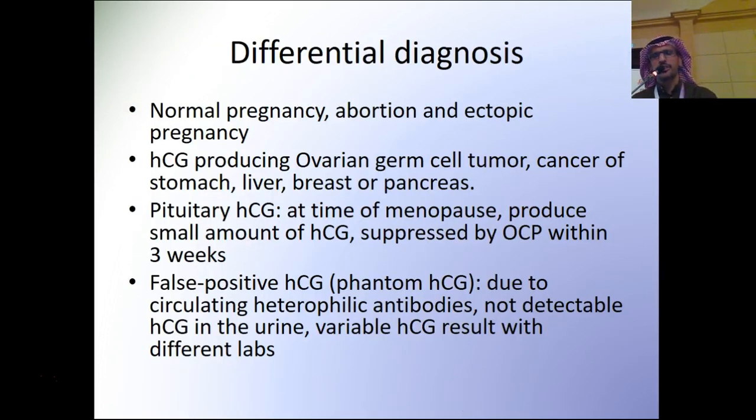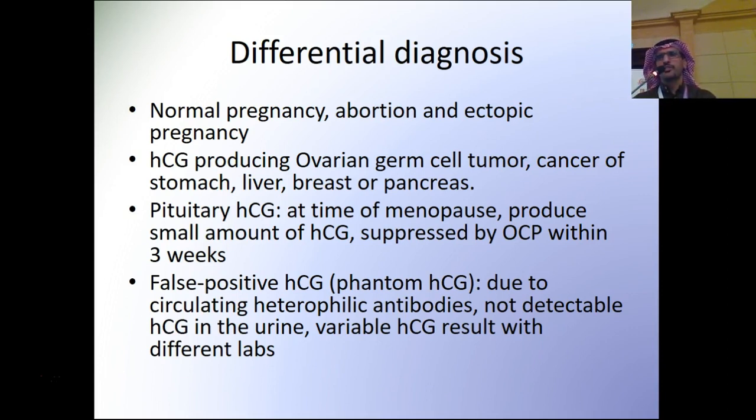So the differential diagnosis for a high level of beta HCG could be normal pregnancy, abortion, or ectopic pregnancy. The other is an ectopic beta HCG-producing tumor in general, like ovarian germ cell tumor, or cancer of the stomach, liver, breast, and pancreas. The other differential diagnosis could be pituitary beta HCG, and this occurs at the time of menopause, which could be either natural or post-surgical.